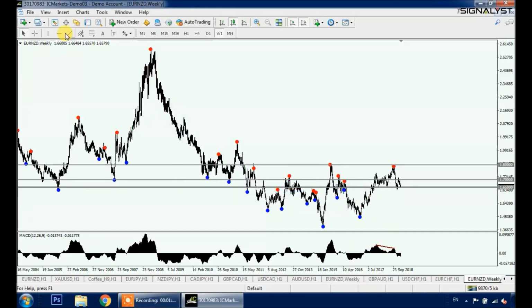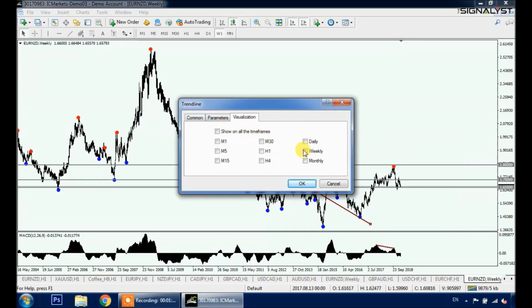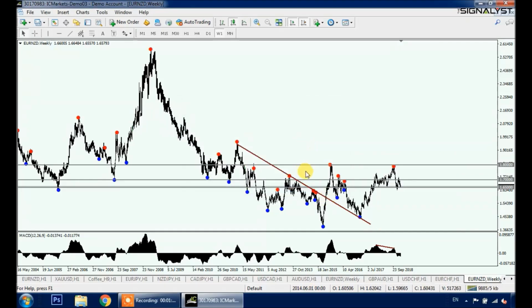Can we draw any trend lines on our chart? I can see we can draw this one here, but it's already broken. We can keep it or we can delete it. So let's keep it for now. Let's make it to show only on weekly. Here we go. And that's it for weekly.